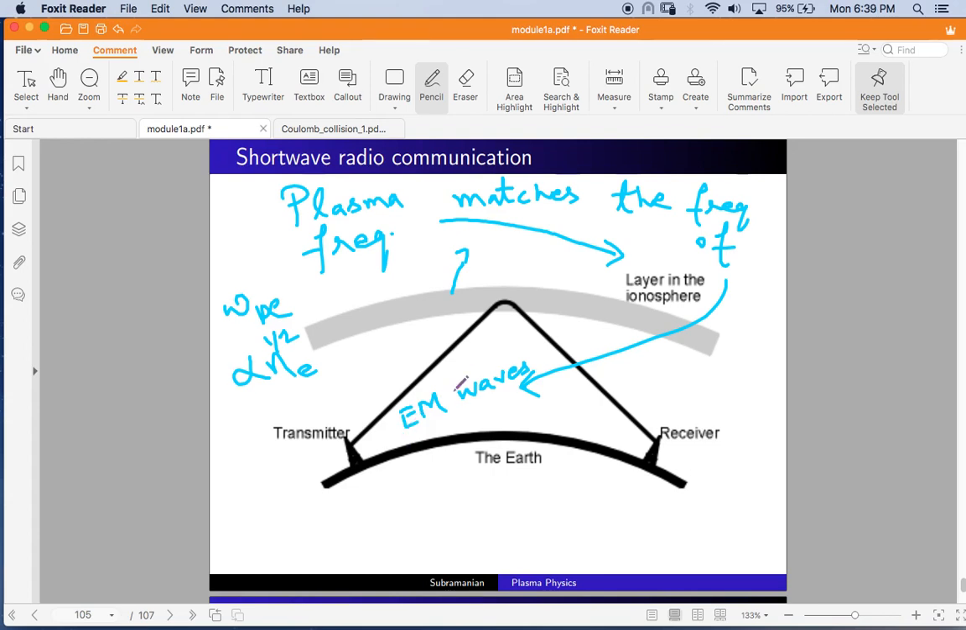And so shortwave communication relies on this concept of plasma frequency. Okay, and the geometry has to be very precise. If for some reason, due to a geomagnetic storm or something, the height of this layer alters, if it moves up or down, then this entire geometry is lost. Okay, this is the origin of shortwave fading and many other complicated phenomena. So I just wanted to alert you to this.